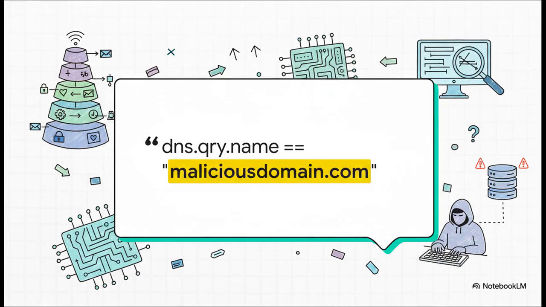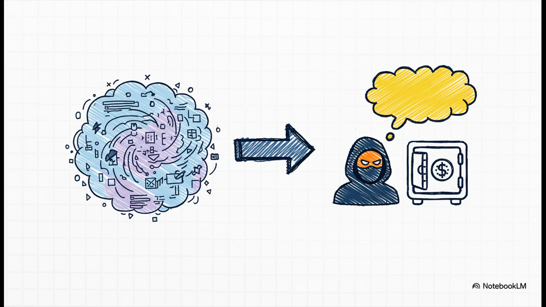And using a tool like Wireshark, an analyst can get laser-focused. A simple filter, just like this one, can instantly pinpoint any computer on the network that tried to contact a known malicious website. It's basically the digital equivalent of finding a suspect's phone records showing a call to a known accomplice. It's that direct.